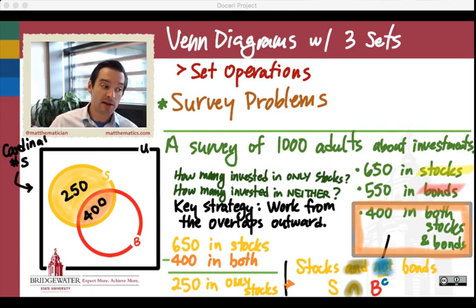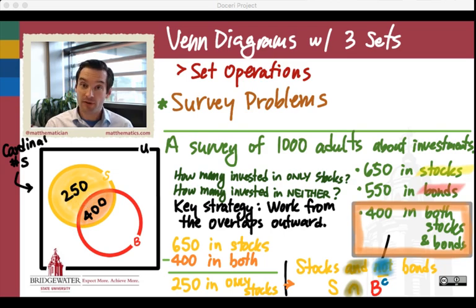So this is what I mean when I say we're working our way outward. We're starting from the overlaps, we're starting from the intersections in the middle of the Venn diagram, and then marching our way outward, making sure that as we go, each respondent or each element in the regions of this Venn diagram is only being counted once.